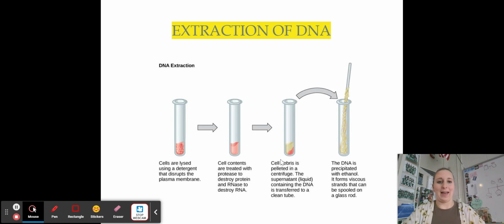Then you will add an alcohol to it. What that does is it'll cause the DNA to clump, and then you can pull the DNA out. Once you have the DNA out, then you can isolate it, and then you can start really working with it.